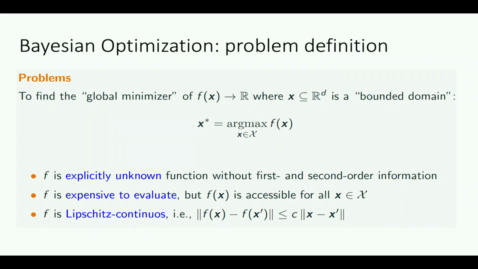So where the f here is, first, we don't know any information about f. We don't know its gradients. We also don't know any higher order moments of the function. And it is usually expensive to evaluate, but it is accessible. And there are some assumptions made about this function, like Lipschitz continuous.